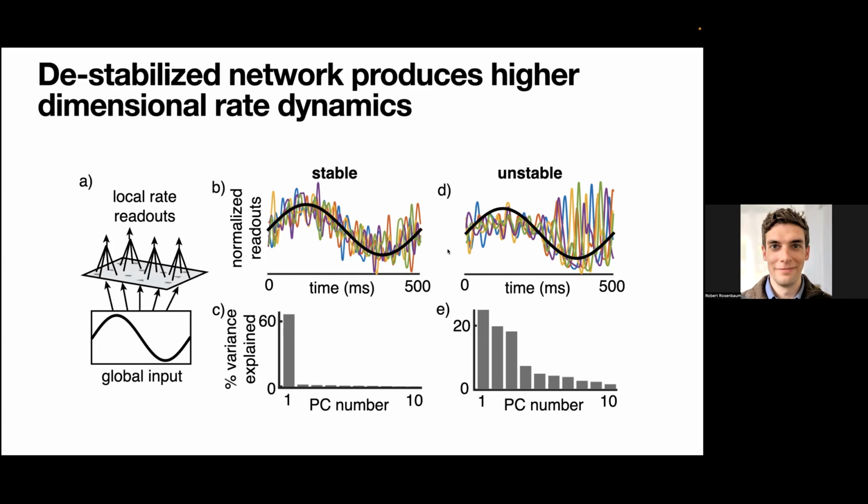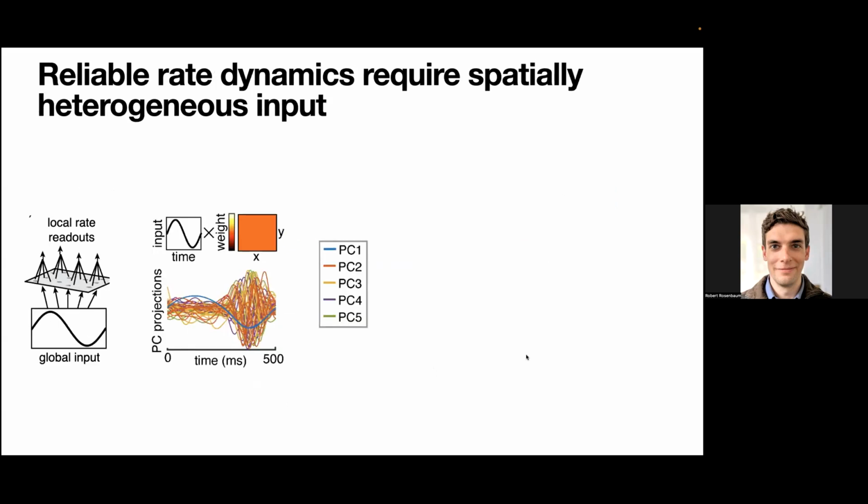Then in the unstable case, there's definitely a response. So the input does affect the network, but not all the neurons are doing the same thing. Some go up during the up phase of the input, some down during the down phase, some up during the down phase, et cetera. And it takes more principal components to explain what's going on here, right? Okay, so this could be interesting because it could be used, for example, for performing high dimensional computations. However, what we saw is that these dynamics are not reliable from trial to trial.